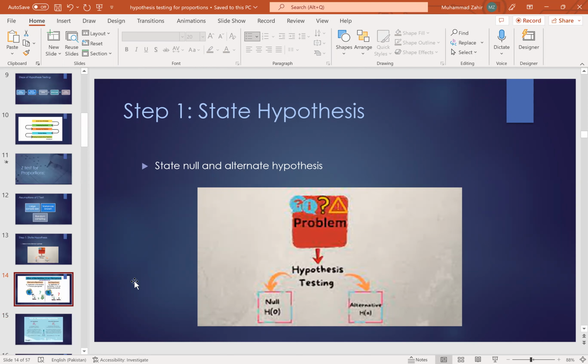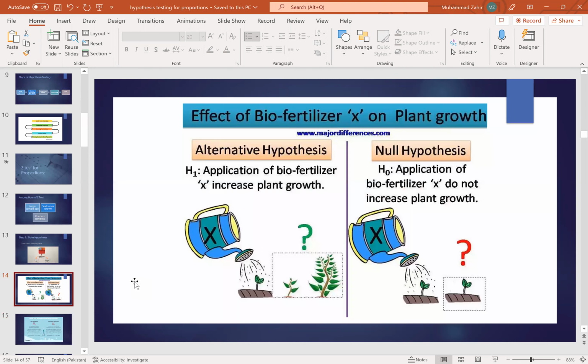For example, if we see the effect of biofertilizer X on plant growth, the alternative hypothesis would be H1: application of biofertilizer X increases plant growth. The null hypothesis would be: application of biofertilizer X does not increase plant growth. So it is H0, which is the null hypothesis, and it says it's not. So these are the two hypotheses, null and alternative.